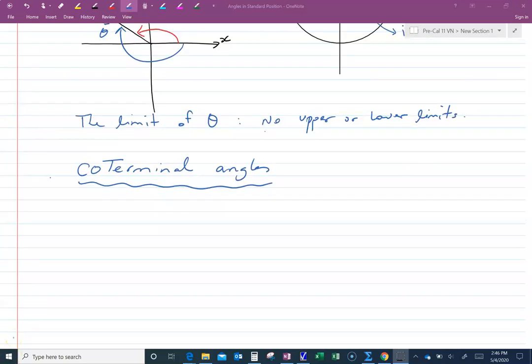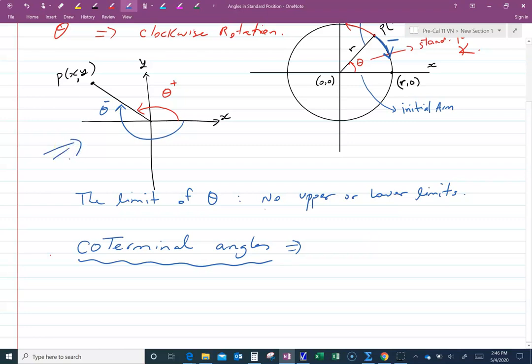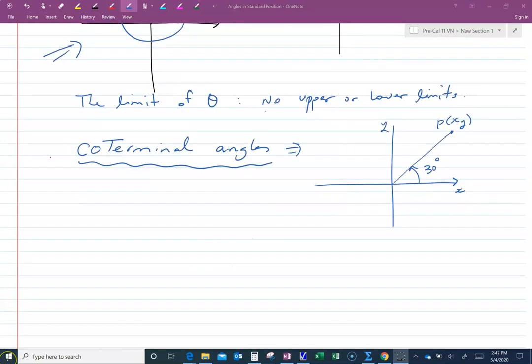The next terminology that we're going to talk about is called coterminal angles, and that's actually quite simple. Let's look at this example right here. We have a terminal arm, which the point P is on. That's the black line. Notice that both of these angles are considered to be standard position angles, and they both end up landing on the terminal arm. That's where the angle terminates. Both of them land on the same terminal arm, and because of that, we call them coterminal angles.